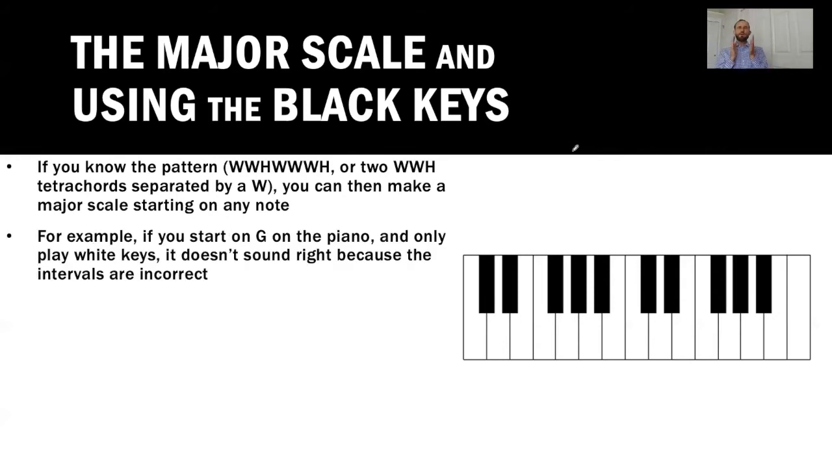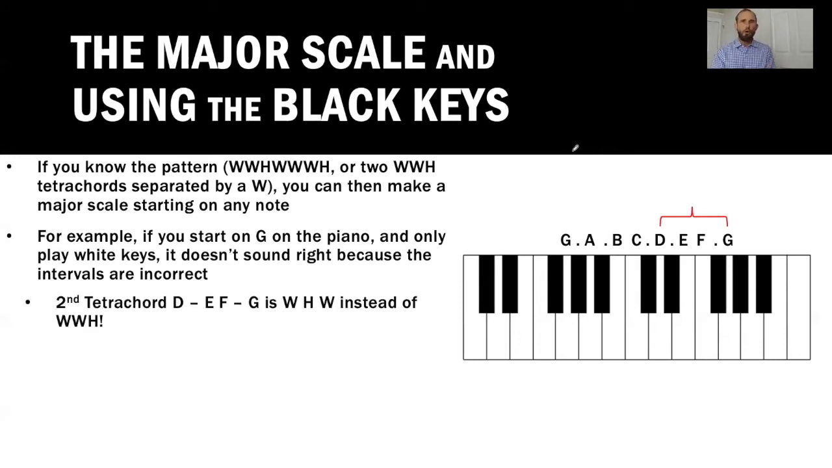For example, if you started on G on the piano and only used the white keys, you wouldn't be maintaining the form. It wouldn't sound right because the intervals are not correct. Notice D to G is a tetrachord of whole, half, whole instead of whole, whole, half. This is what that would sound like. Now if I started on G for the major scale, you would get, that does not sound like do, re, mi, fa, sol, la, ti, do.